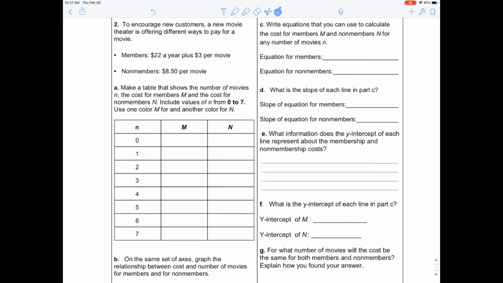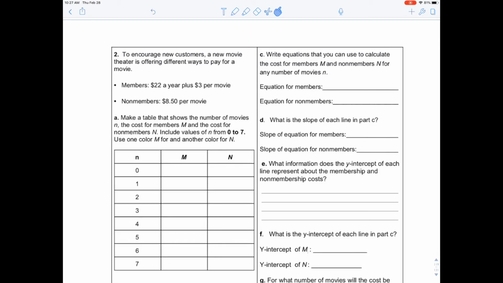So now we're getting into what we've been practicing here. So reading the question and reading all of the directions like you should always be doing. To encourage new customers, a new movie theater is offering different ways to pay for a movie. So you can become a member for $22 a year plus $3 per movie. This per is going to tell me something. That's very important, especially when it comes to writing your equation. So $22 a year, which is flat, plus $3 per movie.